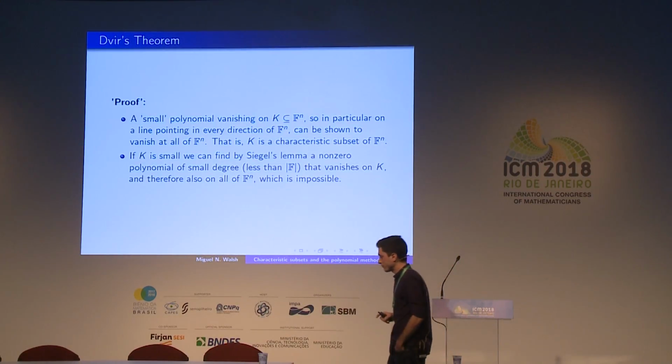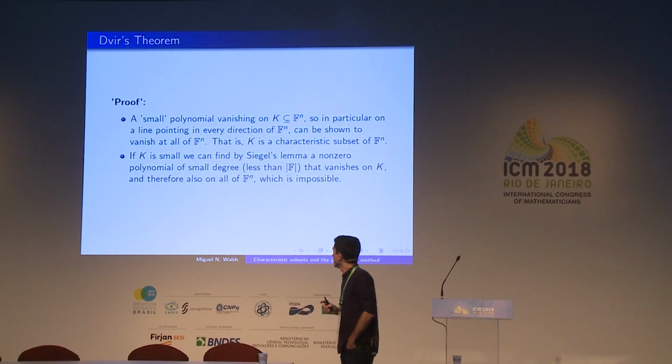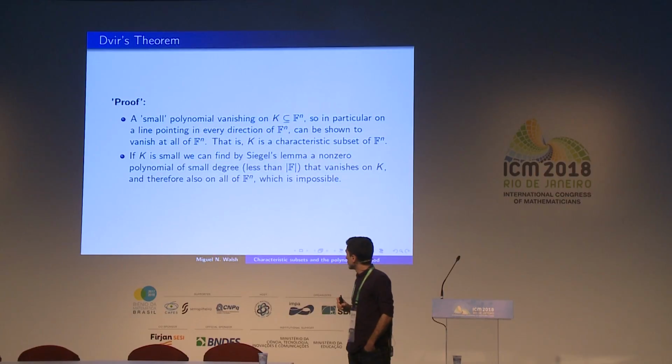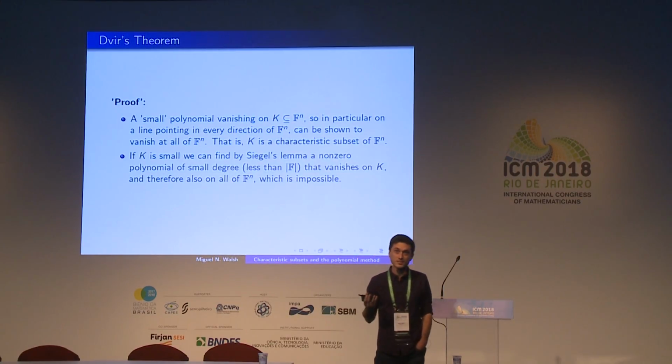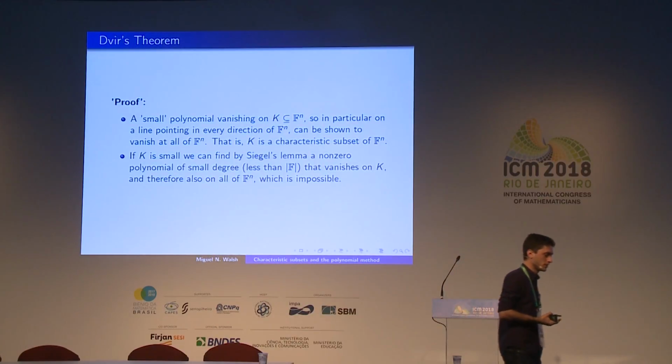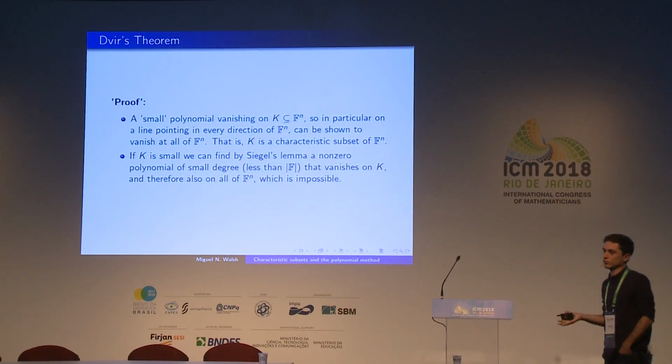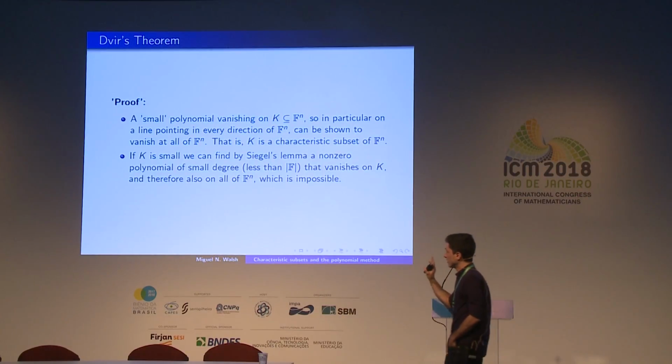So assume that the result fails, and you can find a small Kakeya set. Then by a dimension counting argument, by Siegel's lemma, we can find a non-zero polynomial of small degree, in fact less than the size of F, that vanishes on K, and since it's a characteristic subset, it vanishes on the whole F to the n. So this allows you to find a small polynomial that vanishes on the whole space, which can easily be shown to be impossible. So this is all that there is to the proof.